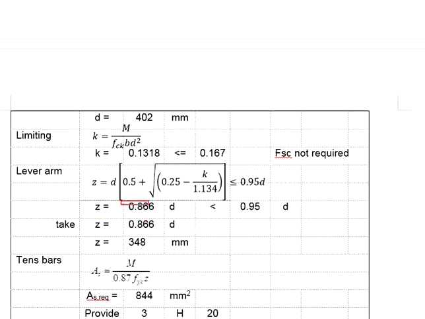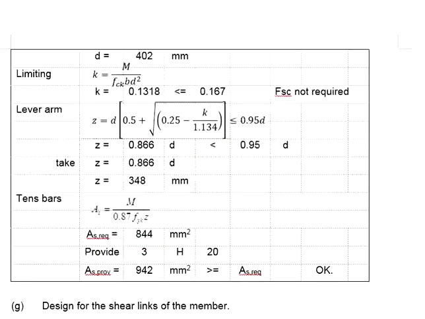The lever arm now is 0.866D, which is less than 0.95D. Therefore, you will use the lever arm equals to 0.866D. Substitute the D into the equations, you get 348 mm. And then next, substitute the Z into the equation.